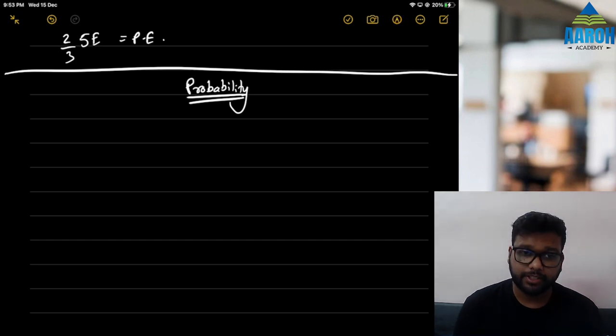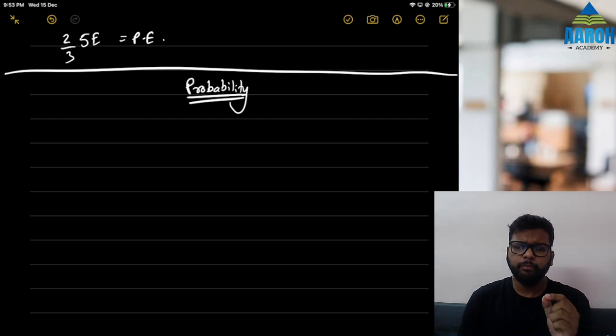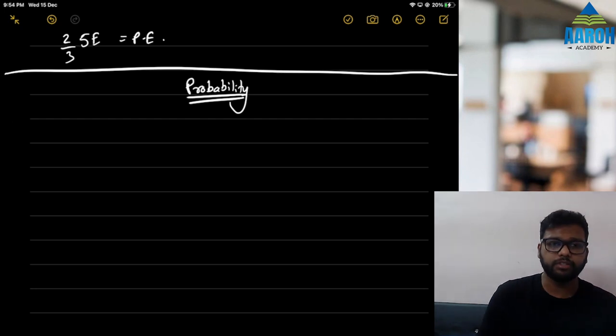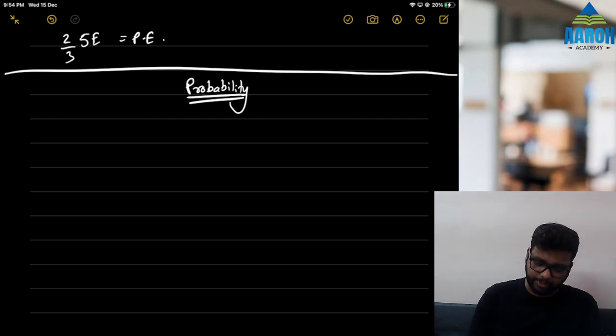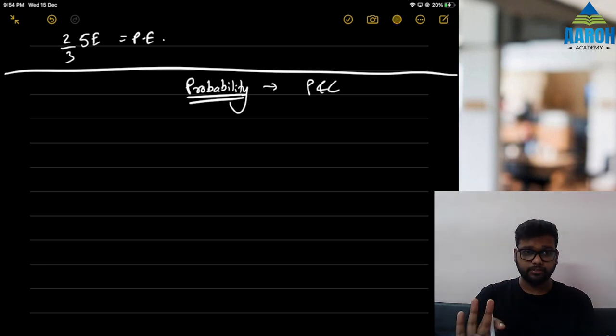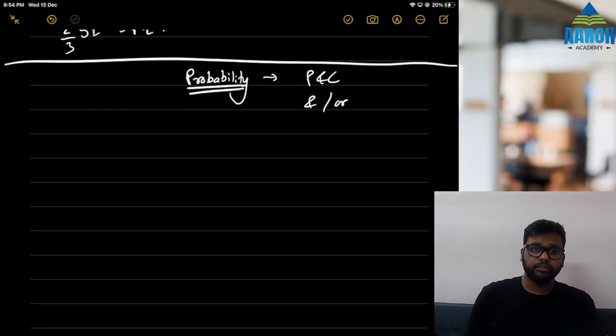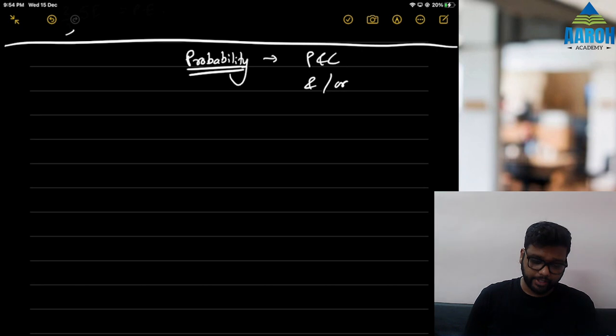There are no formulas as such, not too many formulas in probability chapter, but still many students are afraid of this chapter because somehow it is difficult to identify the questions properly. So just remember that probability is combination of permutations and combinations and just logic, and rule and or rule. That's it. Fine.